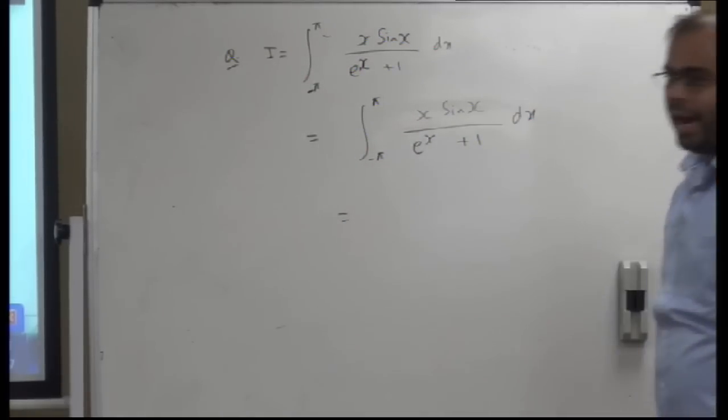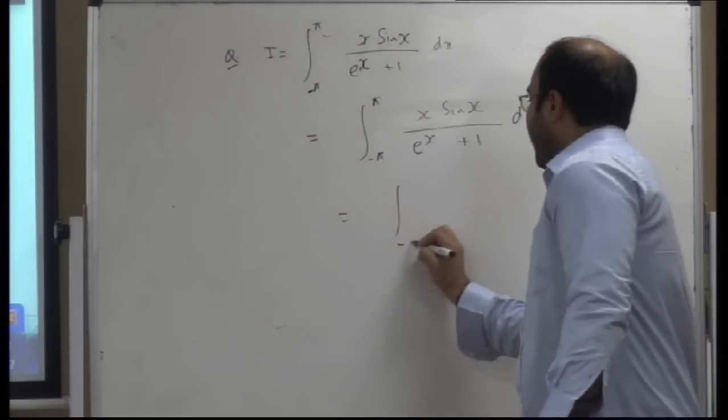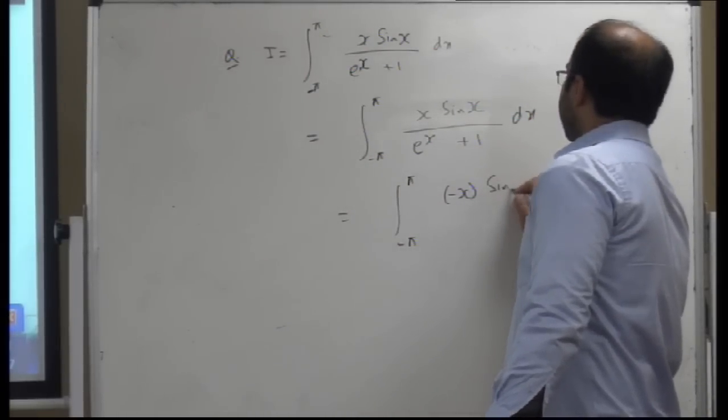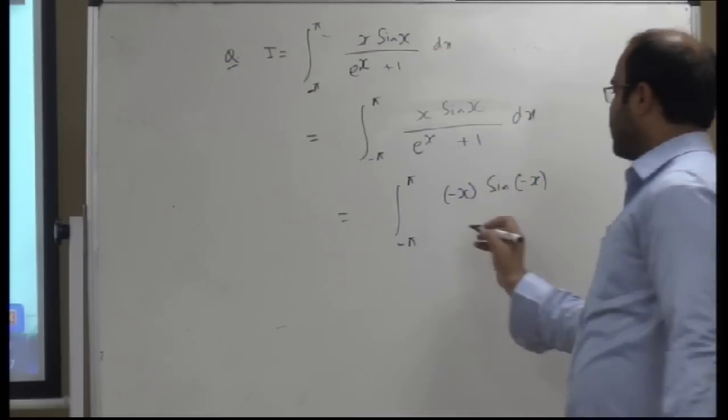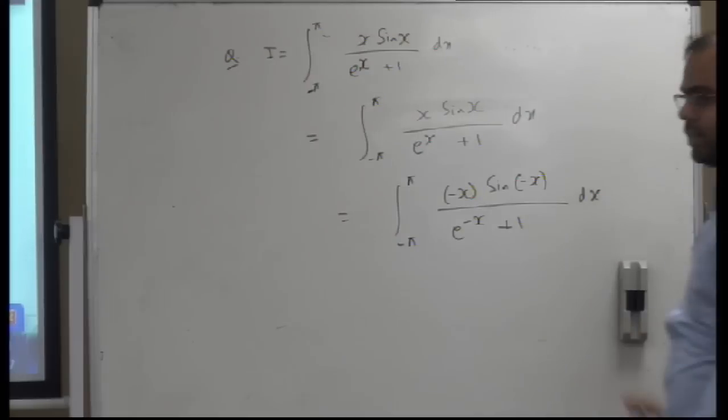So when you will add both of these, this would become 0. And this would become integral from minus pi to pi. This would become minus x sine 0 minus x, which is obviously minus x, upon e to the power minus x plus 1 dx. This is what we will do.